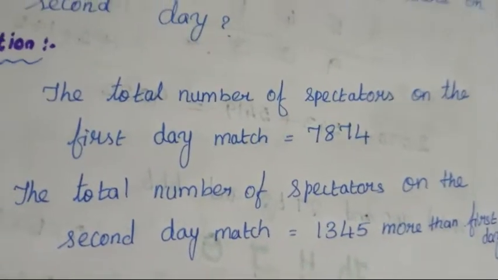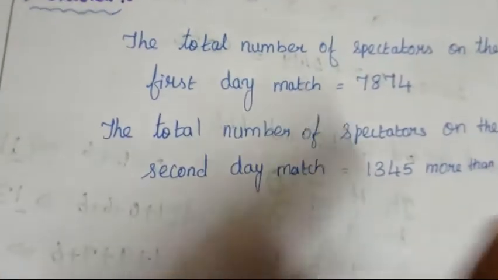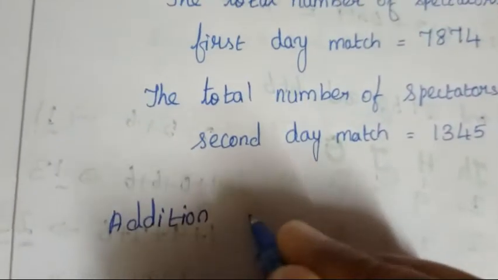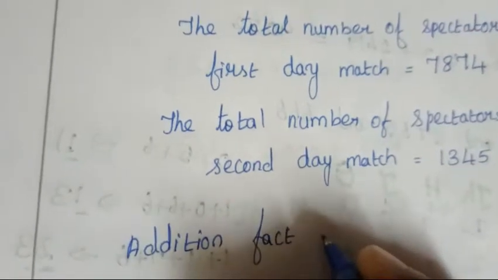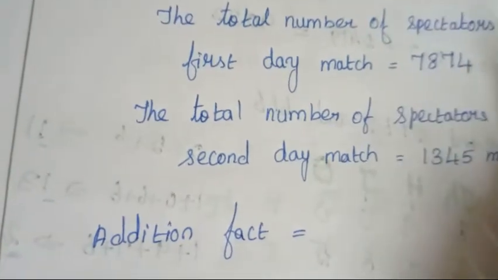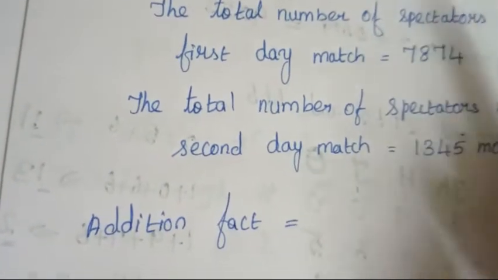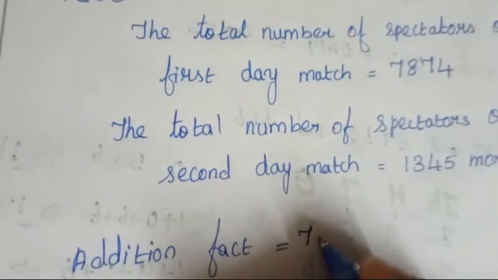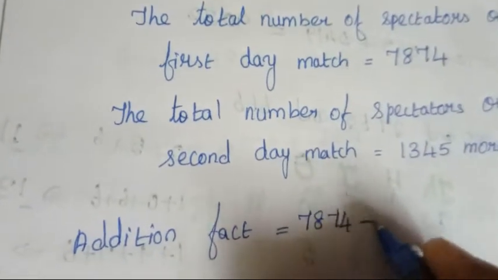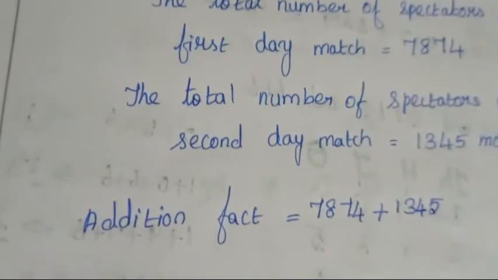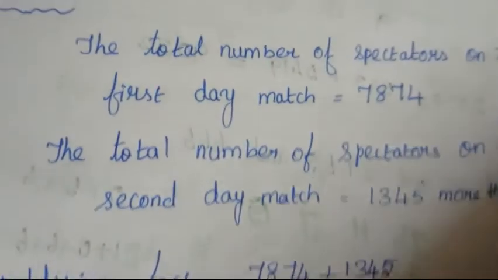Okay, so now children, you have to find the addition fact for this problem. So write addition fact. Addition fact means you have to add these two numbers to find the total number of spectators on the second day. So 7,874 plus 1,345. These two are 4-digit numbers.